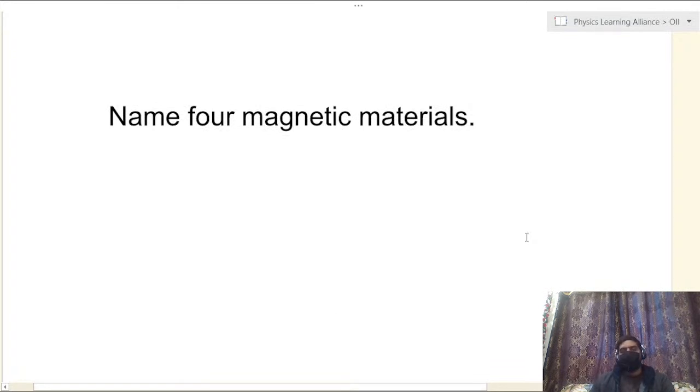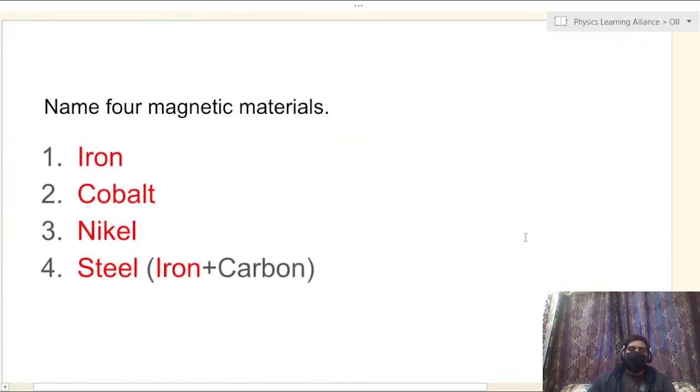Some of the examples of magnetic materials: iron, cobalt, nickel, steel. Among these four, steel is the one which itself is not an element. It is a mixture of elements that we call an alloy. It consists of iron and a percentage of carbon as well.